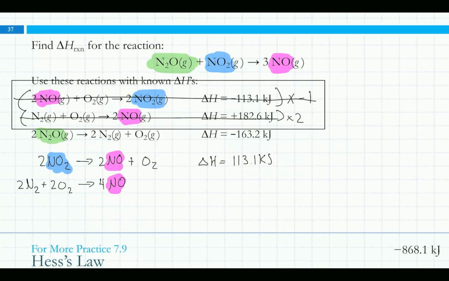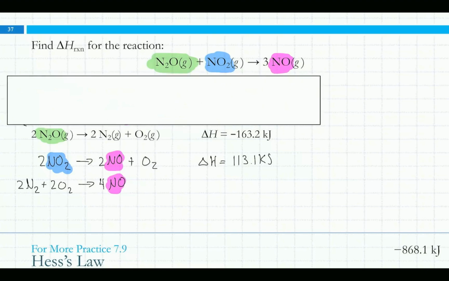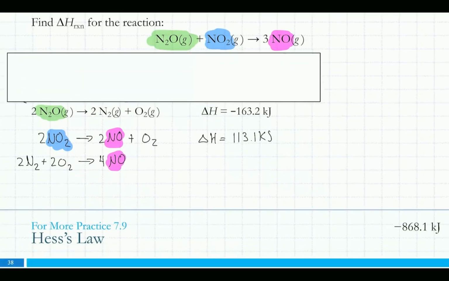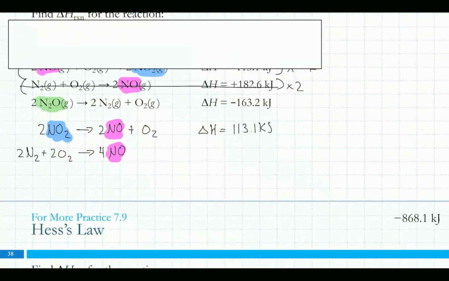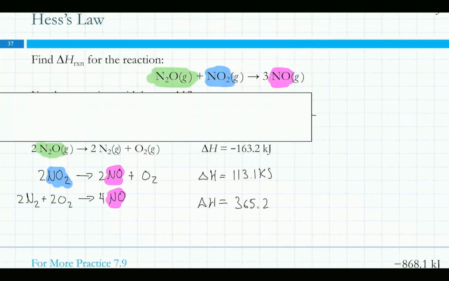I know this is a little bit busy, and I'll bring it back at the end, but for now, let's just hide that other stuff so we can focus on this. But I need this, because this delta H now is going to be multiplied by 2. Oh gosh. 365.2.